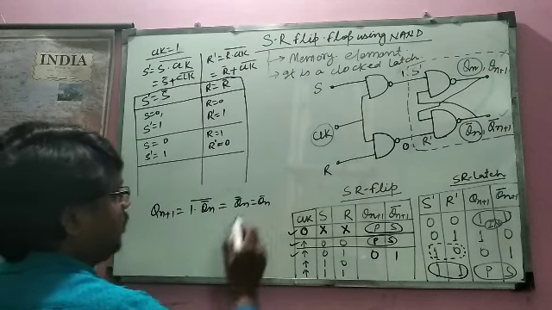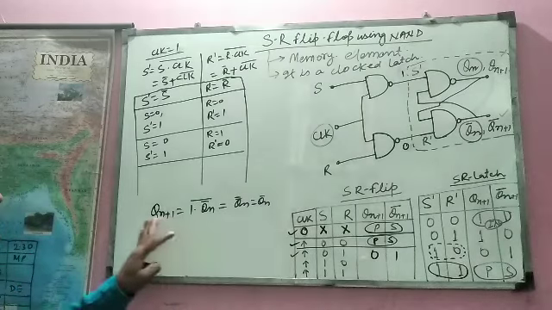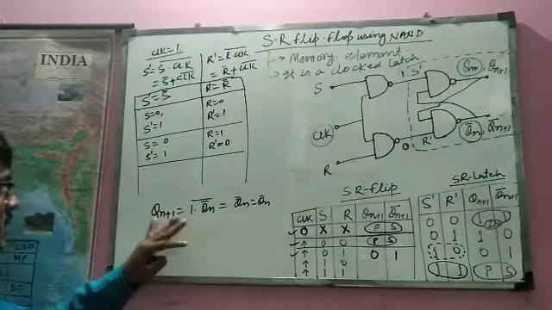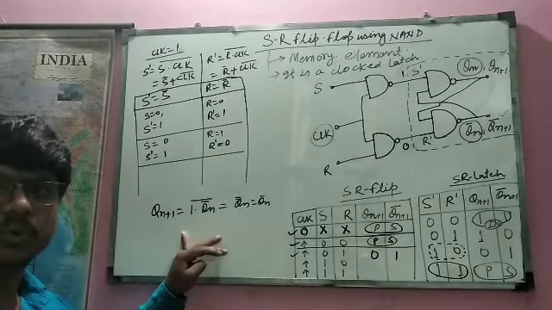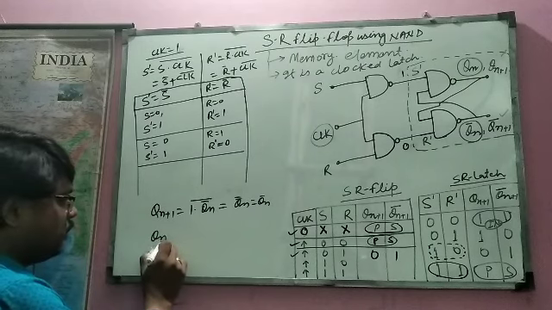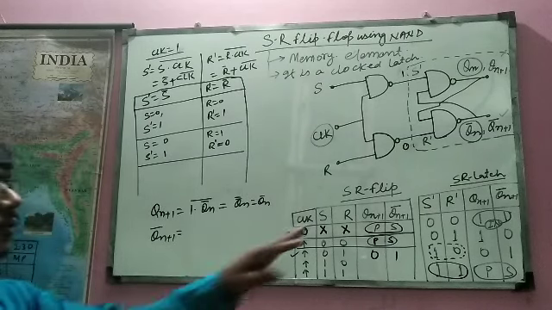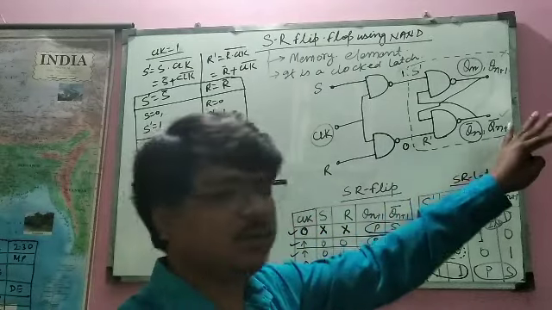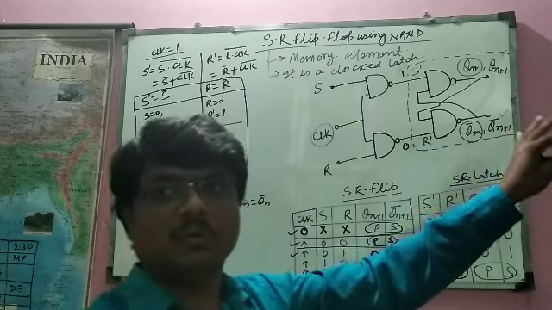But by just seeing this one condition, Qn plus 1, we will not conclude. So what we will do is also calculate Qn plus 1 bar. We have to calculate both Qn plus 1 and Qn plus 1 bar.